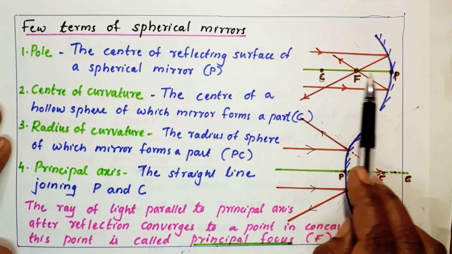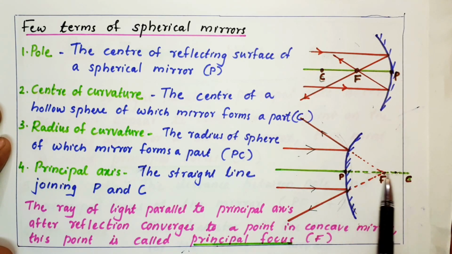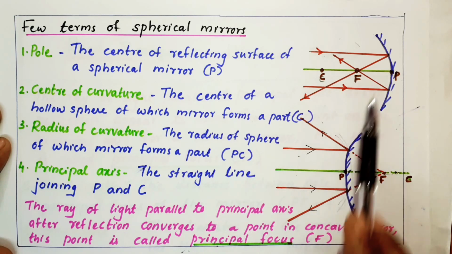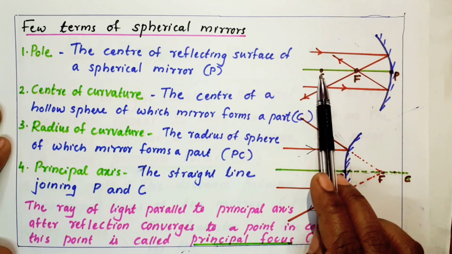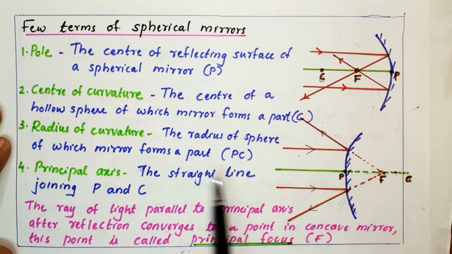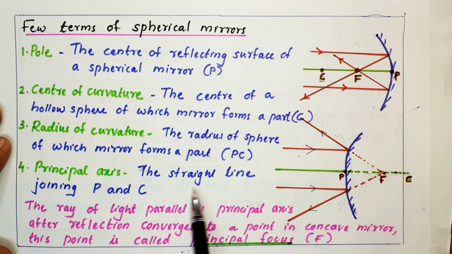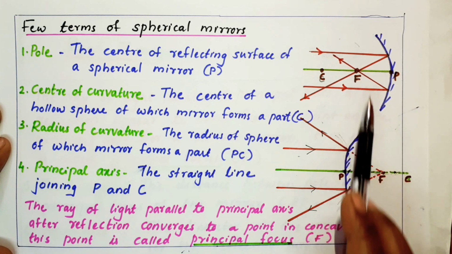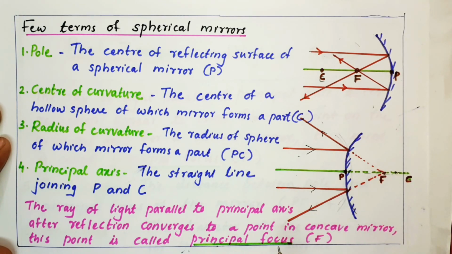Now you can see a green color line I marked. The green color line is connecting P and C. That straight line is termed as principal axis. So the straight line joining P and C is called principal axis. Now one more term you can see here, F, which I did not discuss.